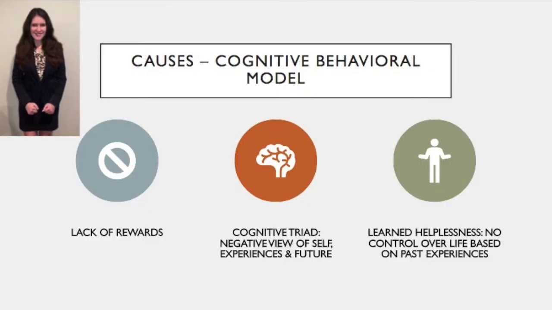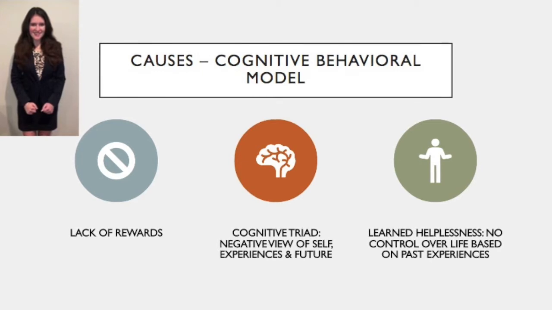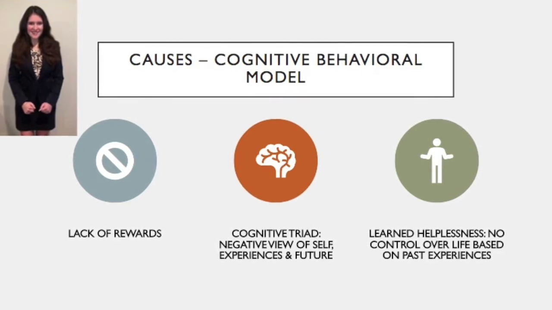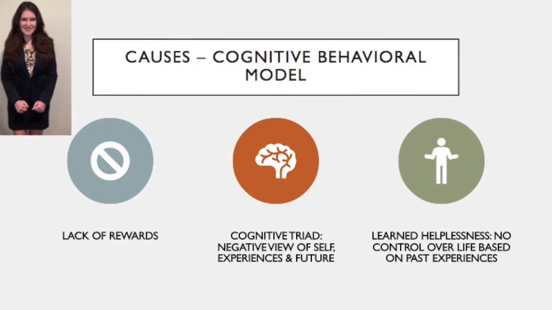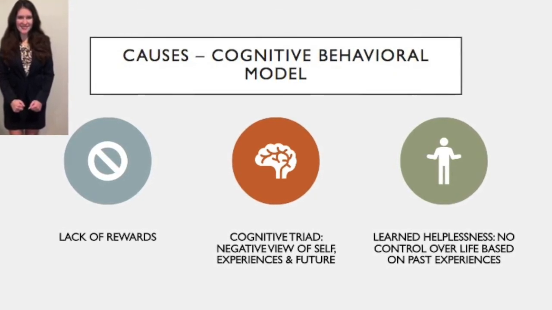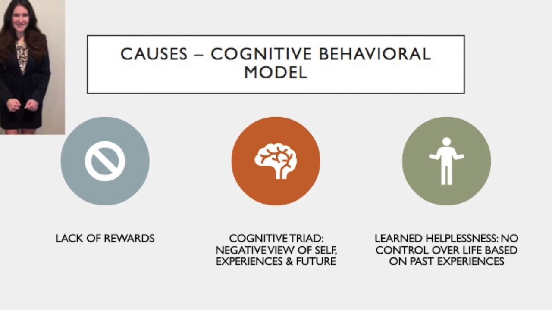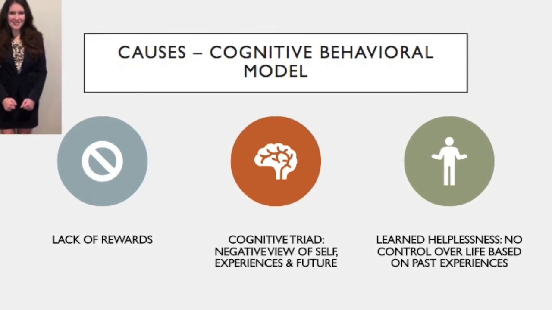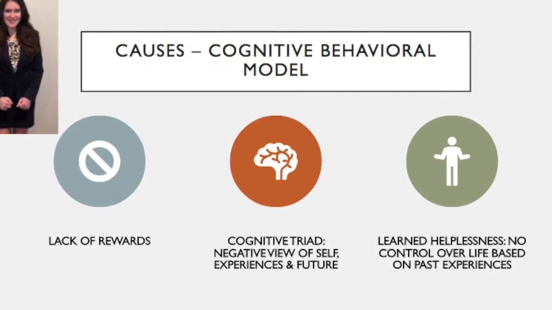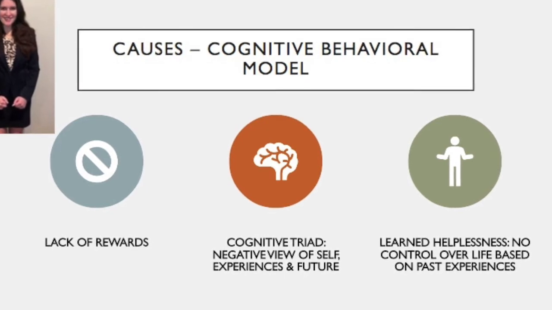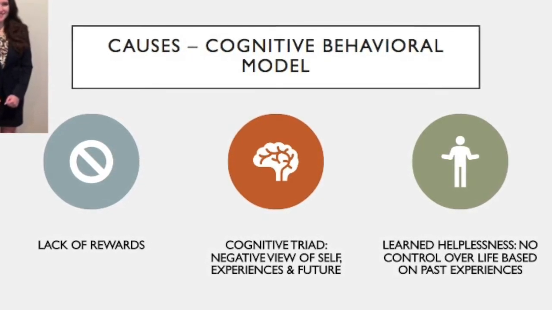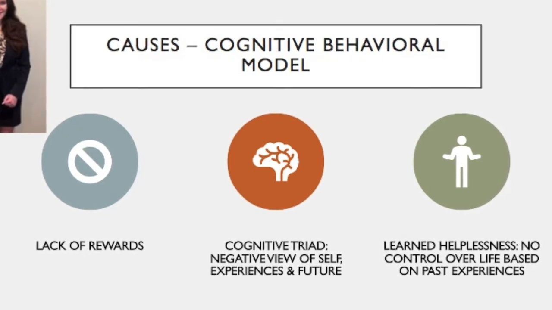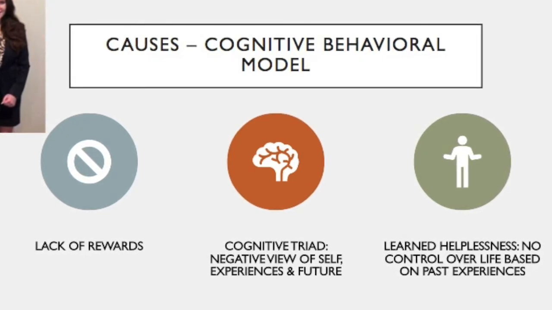The next model is the cognitive behavioral model. The cognitive behavioral model presumes that a person can develop depressive symptoms if they lack rewards or have negative thoughts of themselves, their experiences, or their future. This is known as the cognitive triad. Along with the cognitive triad is a trait of learned helplessness, which is if someone is faced with a difficult situation they have failed before, they already assume that they cannot do anything to change that.